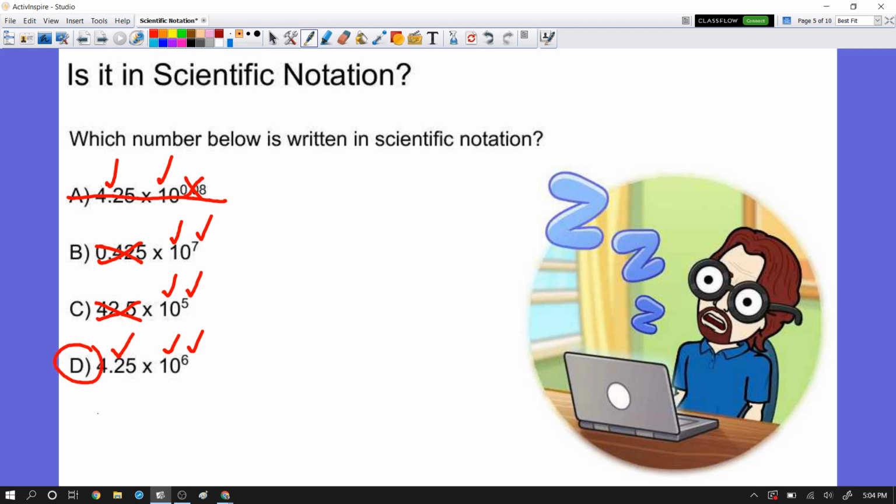Okay, and that would look like this, 4.25, and we have a positive 6, so 1, 2, 3, 4, 5, 6 decimal points now there. We're adding in zeros, and it looks like we've got 4,250,000. That would classify as a big number, okay? That coincides with the positive exponent. That's how you can always check. I got a big number. Is it a positive exponent? Check, check. All right, good.